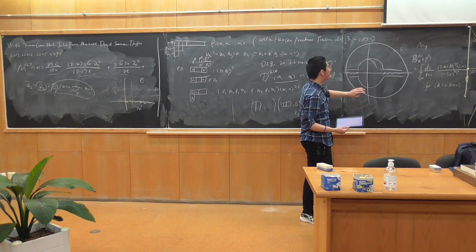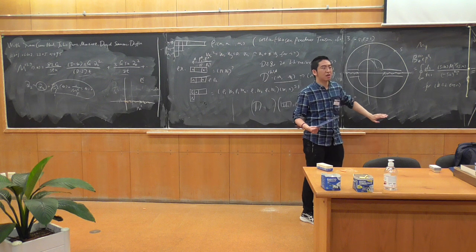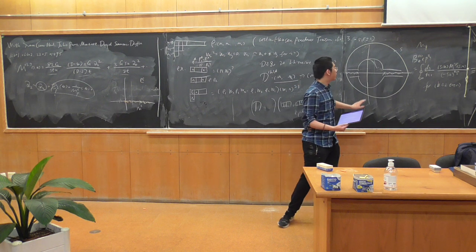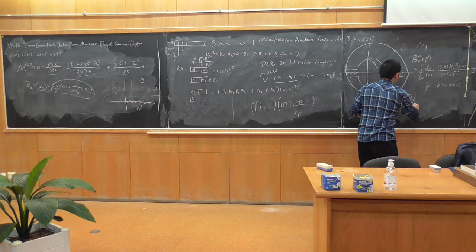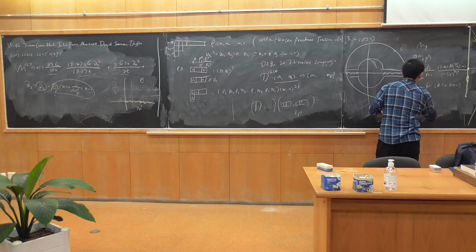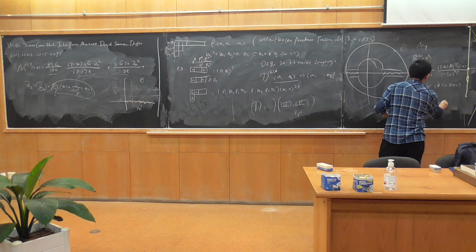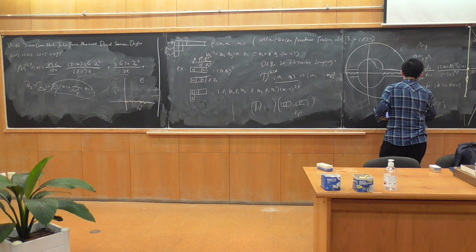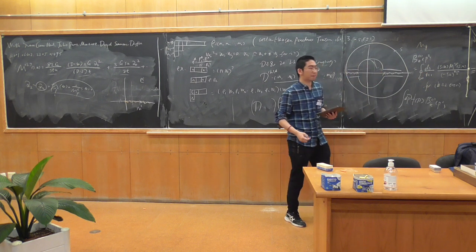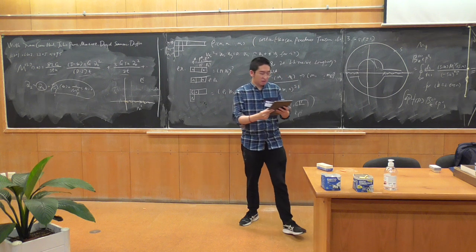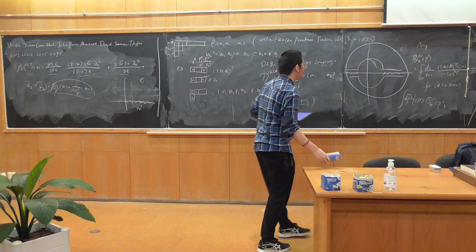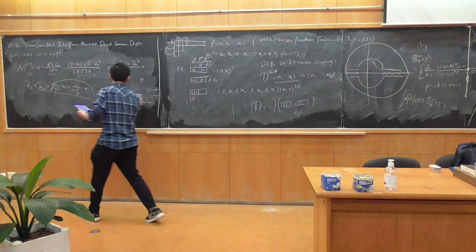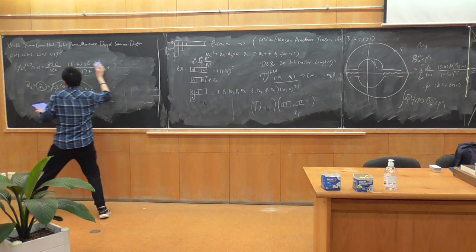According to our assumption, this sum rule is only valid when we really smear it. So it's valid in the sense that we do this. This is one example of a sum rule.